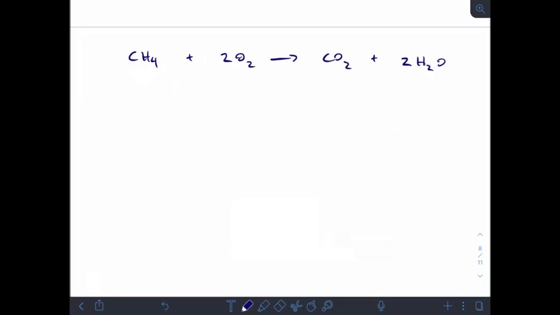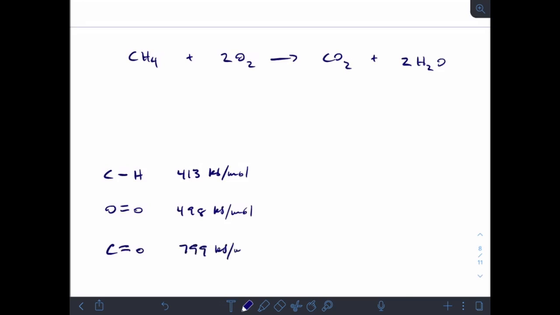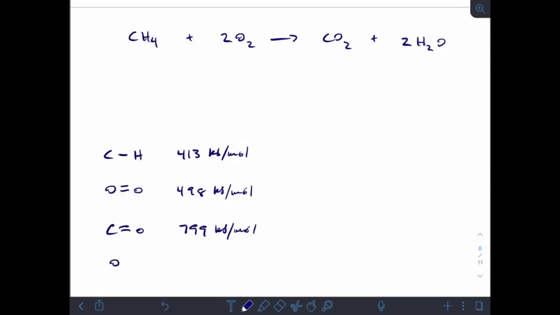All right, continuing on with another example of calculating reaction enthalpy from bond enthalpies. What we're going to do here is take a look at this reaction, and we'll be given a list of bond enthalpies. For example, a C-H bond has an enthalpy of 413 kilojoules per mole. An oxygen double bond is 498 kilojoules per mole. A carbon-oxygen double bond, 799 kilojoules per mole. And an oxygen-hydrogen bond is at 467 kilojoules per mole.